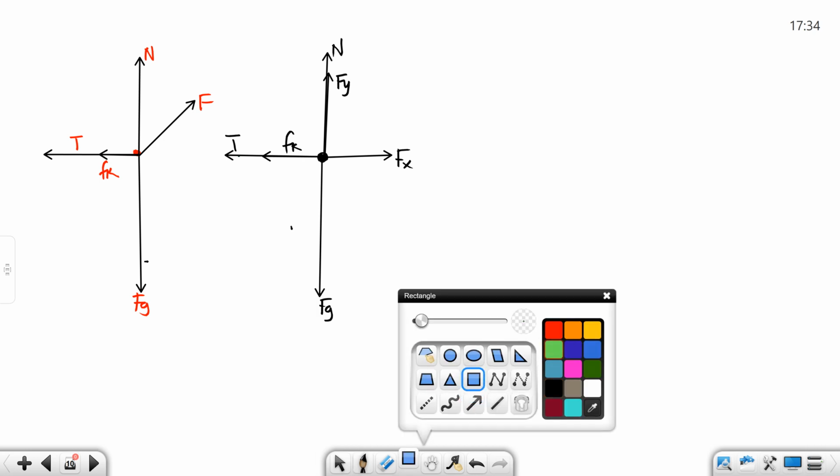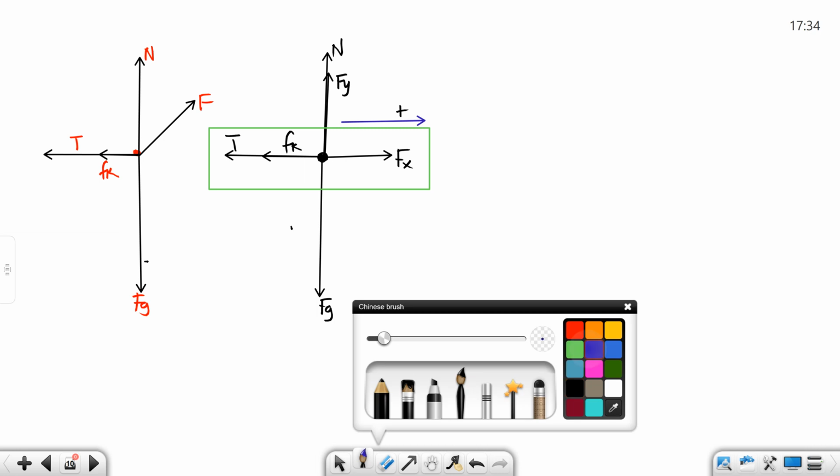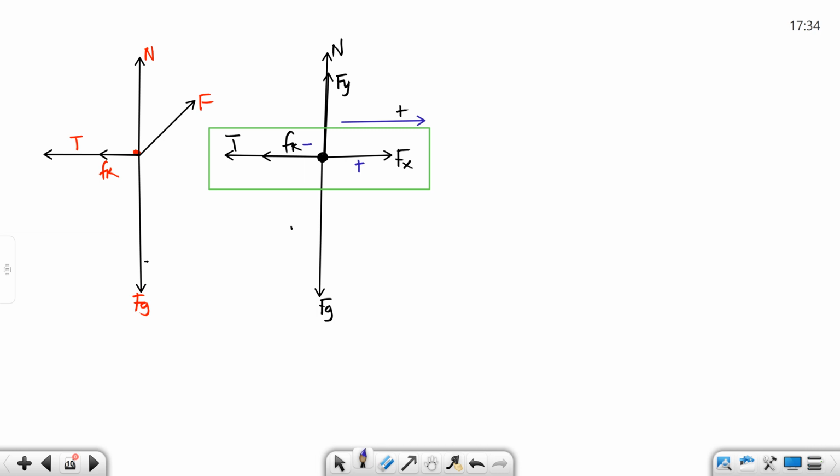The object is moving horizontally, right? I like to always do that. They said the object should accelerate to the right. Lovely. Put that there, and choose right as positive. It means that this force will be positive, negative, and negative.